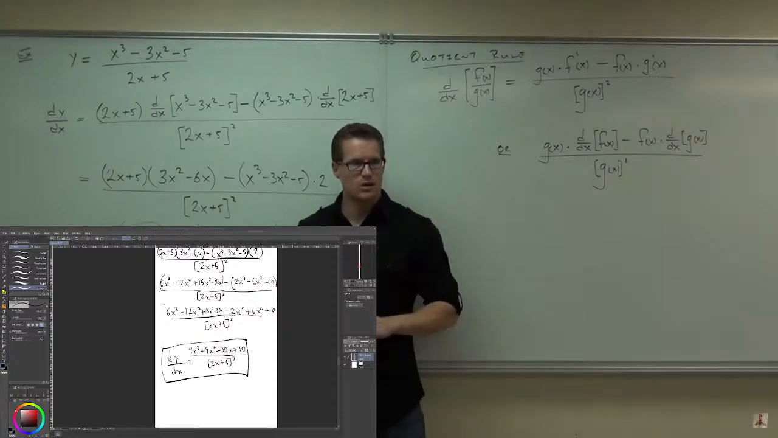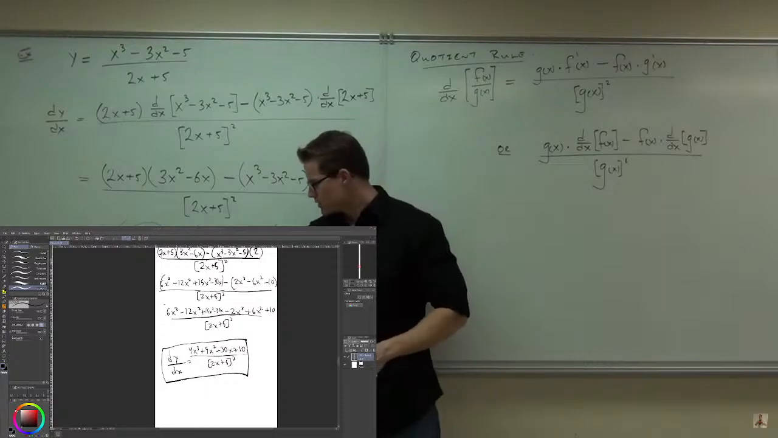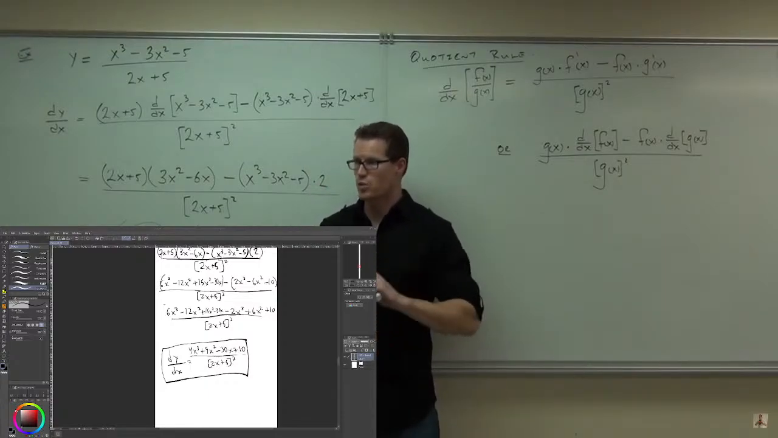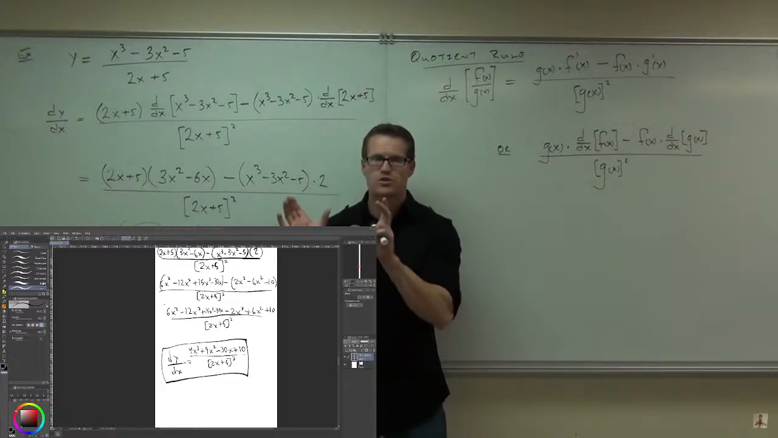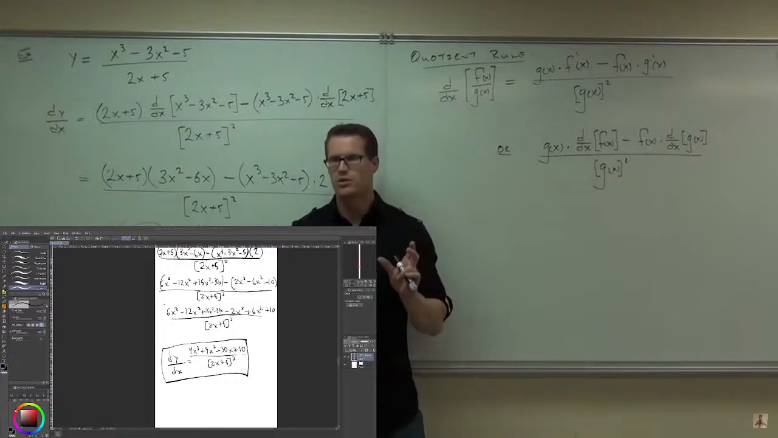So when you did low d high minus high d low, that d low would be the derivative of 2x plus 5 squared, right? So you'd have to distribute that at this point, or use a product rule within that at this point. Yes, you can use rules within rules. We're going to have a lot of that in this class.